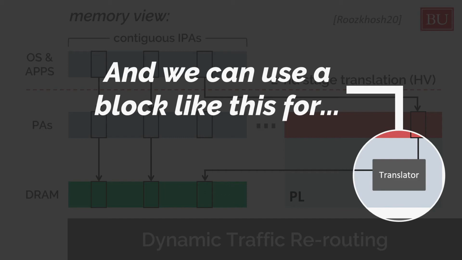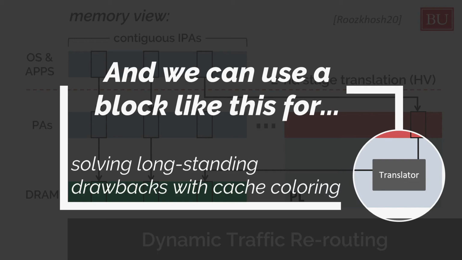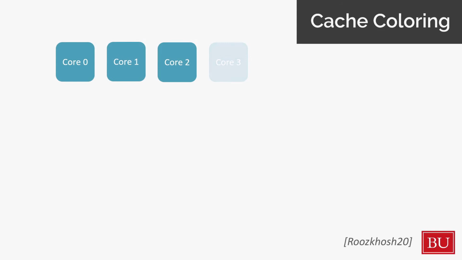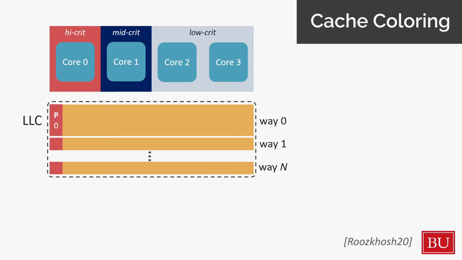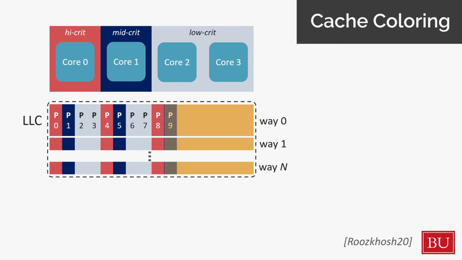Well, for example, what we show in this work that was published earlier this year is that this block can be used to solve long-standing drawbacks of cache coloring. Let me tell you what we are talking about. So in cache coloring, essentially what you do is you take your guest OSs, your VMs, and you try to partition the shared cache space in a way that a certain number of pages is assigned to your applications, right? For example, here, we do a partitioning where 25% of the cache is assigned to the blue shell, 25% is assigned to the red shell, and 50% is assigned to core 2 and 3 in the low criticality domain, right? And so this pattern essentially repeats all over again in our physical pages in LLC.